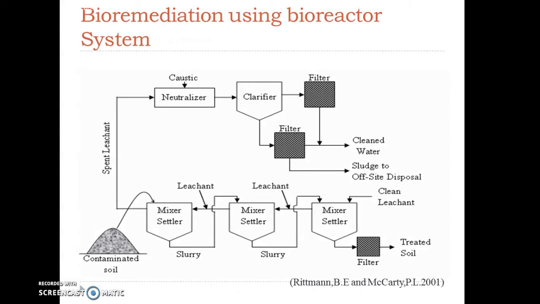So contaminated soil is taken and it is mixed with water and oxygen, making a slurry. Then it is put in a bioreactor which consists of several bacteria which bioremediate the contaminants in the contaminated soil. So this is the method of bioremediation using bioreactor system. If solid waste is used, it is mixed into water to make a slurry. Then clean soil can be recovered from the bioreactor after bioremediation.